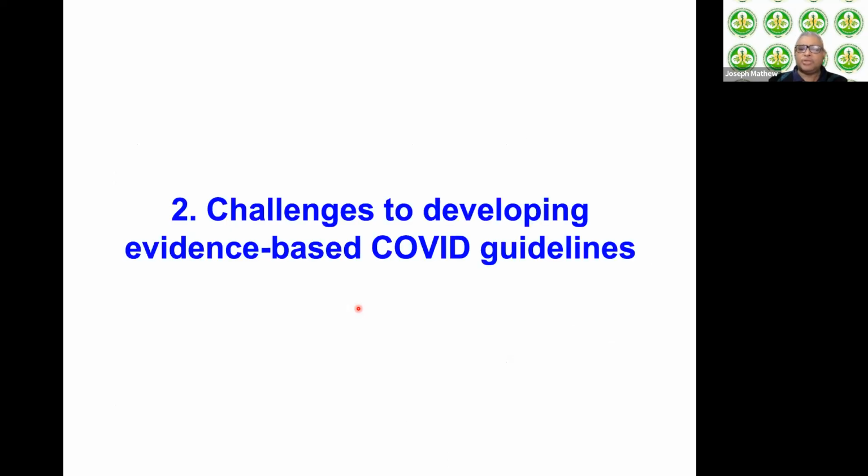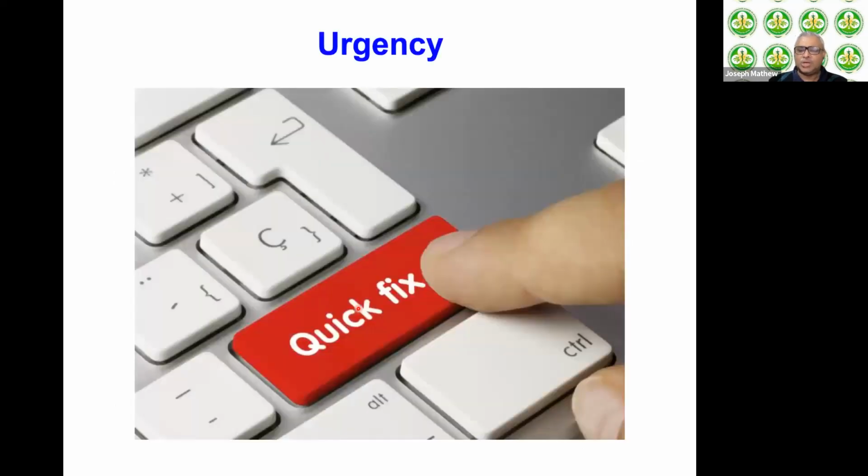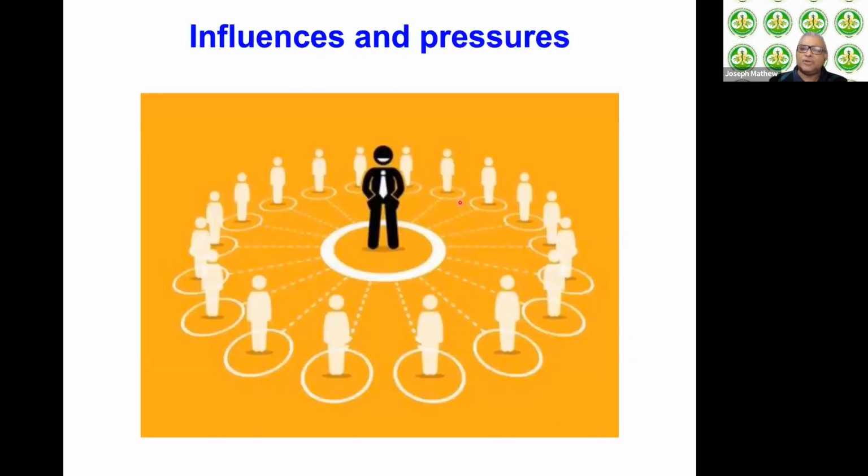So the problems with having evidence-based guidelines in the developing countries are numerous. Some of them, of course, overlap with the problems faced by the developed healthcare systems, which have agencies and bodies for these guidelines as well. First was urgency, because everybody wanted a quick fix. There was no time to collect, collate, and sift through the evidence. There was no evidence in the first place. So urgency grappled both the developed and the developing healthcare systems. And then, of course, the other big issue was the influences and pressures.